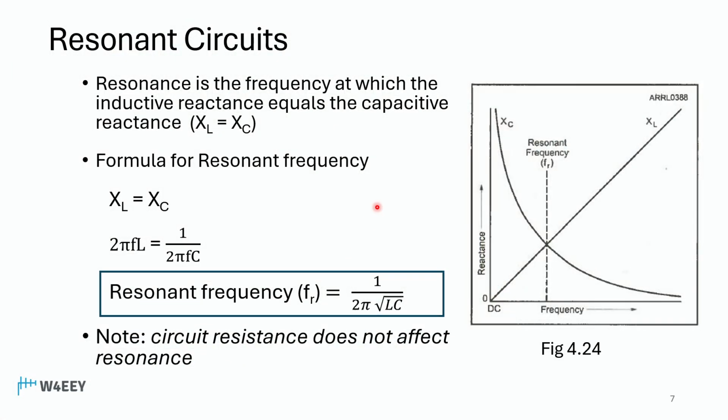And there are 2 pool questions where they ask us to calculate resonant frequency, and both of them have resistance as part of the problem. When that shows up, just ignore it. Circuit resistance does not affect resonance.